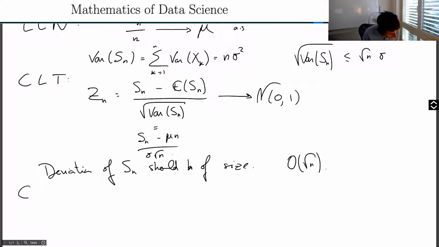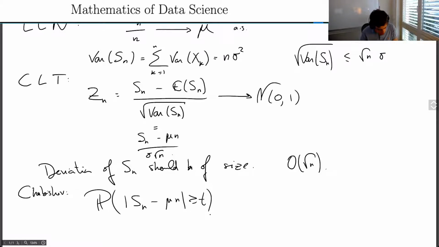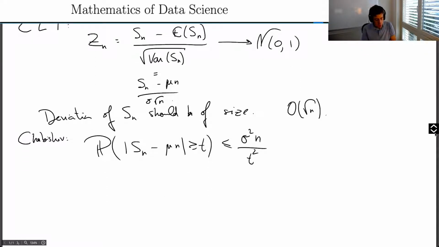And we can actually see this with Chernoff, not Chernoff, sorry, Chebyshev. If you use Chebyshev, we can sort of see this, right? Because if we look at the probability with Chebyshev that Sn minus mu n, minus its mean, is bigger or equal than t, we get smaller or equal than the variance, sigma square n over t squared. This is just what Chebyshev gives us.